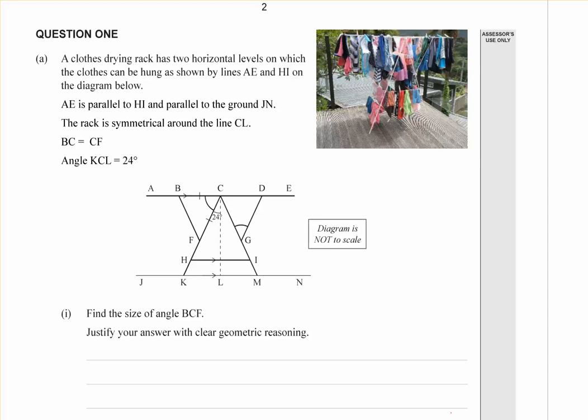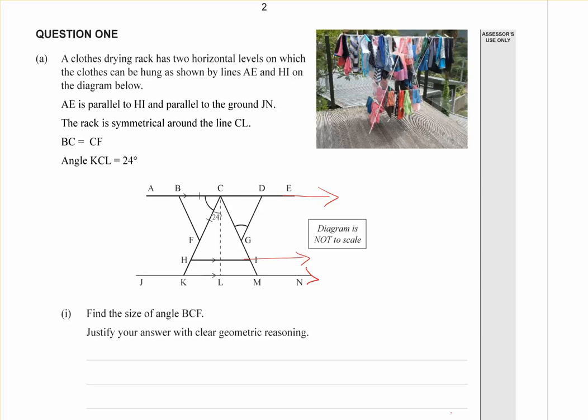This is the 2015 Geometric Reasoning External, question 1. You can pause the video and read the question for yourself, have a go. So there's lots of information up here. It tells us that AE is parallel to HI, which is parallel to JN. So all of these lines here are parallel.